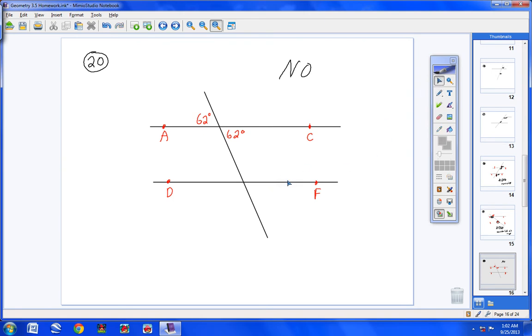My goodness. I know the points aren't going to move with this line. I get that. But still, what if this line curved like that? This is still 62. This is still 62. But there's no way these 2 lines are parallel. So what I'm trying to say is simply this.